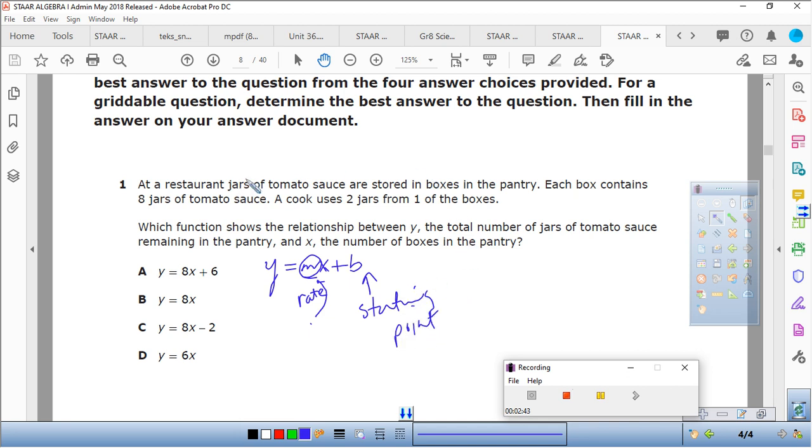At a restaurant, there is that much in a pantry. Each box contains that much. Took 2 jars from one box. Okay, so let's think about this one. Took 2 jars from one box. My bad, so how much does each box have? 8. Each. All right, took 2 only from one box. Make sense or not?